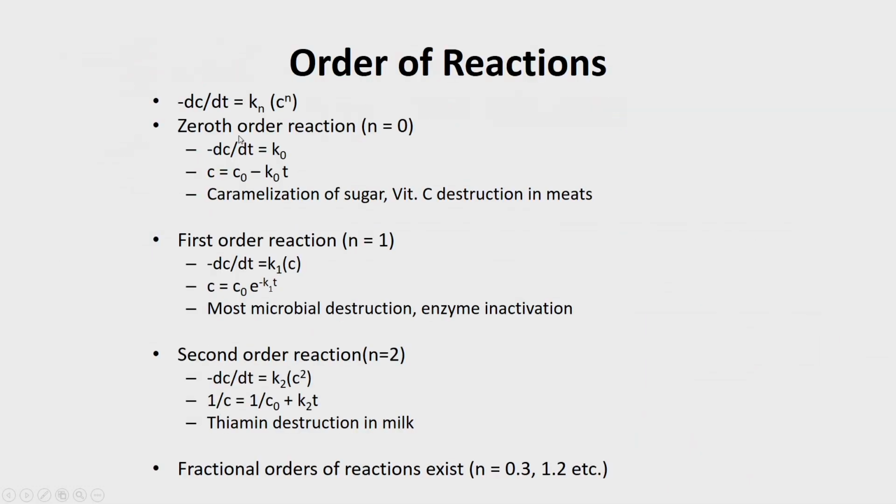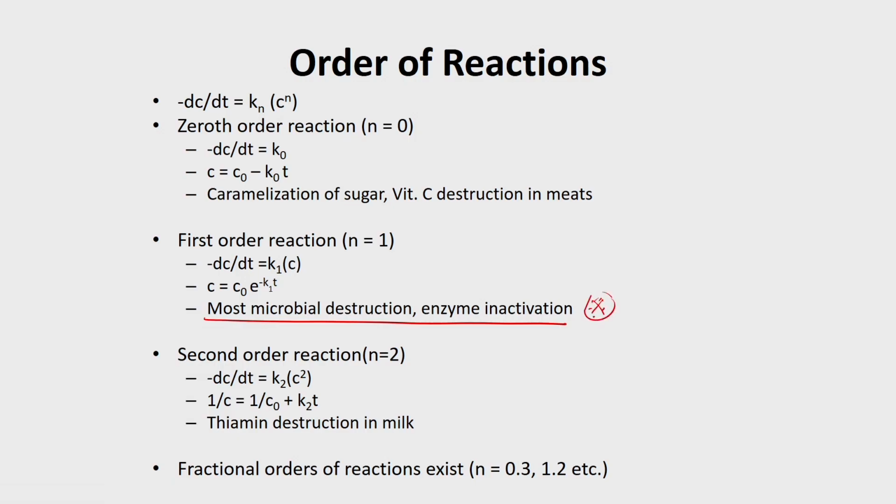So, what are the examples for zeroth order reaction? This is caramelization of sugar and vitamin C destruction in meats. So, these follow zeroth order reaction. Most of the microbial destruction and enzyme inactivation, right. This is important because we are going to discuss it extensively in this course.